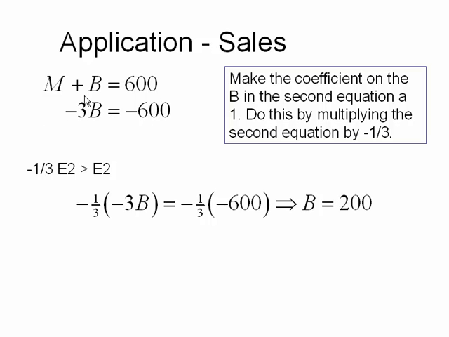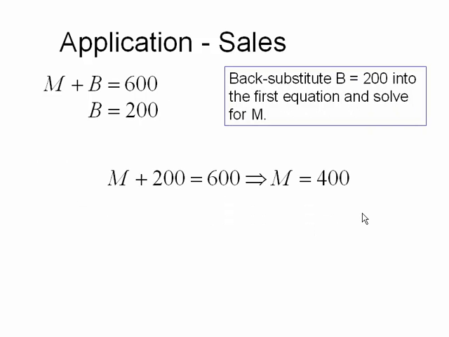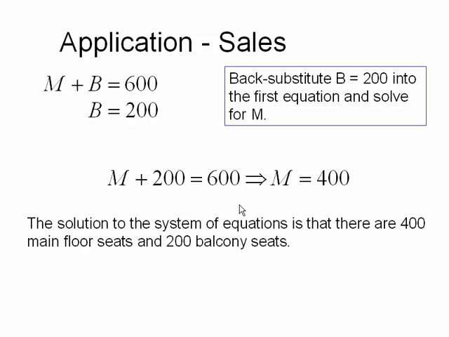Now we need to make that coefficient in front of the B in the second equation equal to 1. So we'll do that by taking -1/3 times the second equation and putting that in place of the second equation. That gives us B equals 200. And we put it in place of the third equation. Now we back substitute B equals 200 into the first equation, and that gives us M plus 200 equals 600. If we subtract 200 from both sides, we get M equals 400. So the solution to the system of equations is that there are 400 main floor and 200 balcony seats.